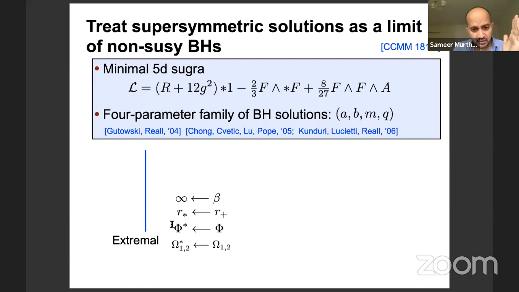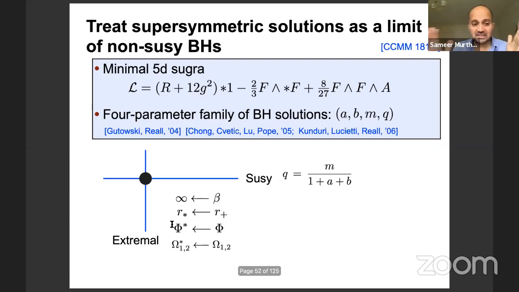And then you write the supersymmetry condition, which is completely different. The supersymmetry condition is a relation between Q and M, and it only intersects this at one point, and this is the point where the supersymmetric black hole sits. So this solution is actually a 2-parameter family, like we just said.